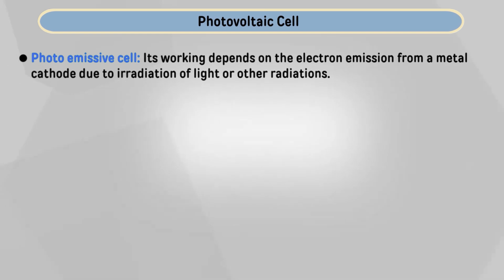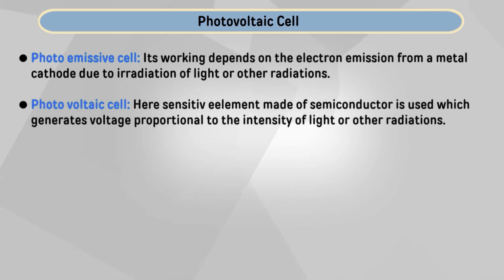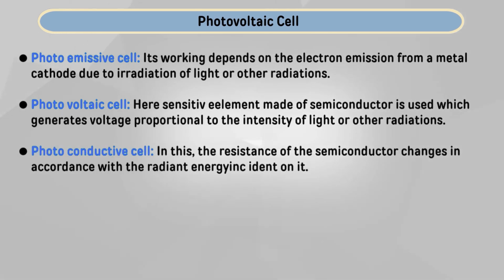Its working depends on the electron emission from the metal electrode due to the irradiation of light or other radiation. The photovoltaic cell, the second one, uses a sensitive element made especially of semiconductor, which generates voltage proportional to the intensity of light or other radiation. And the third one is the photoconductive cell. So, these are short descriptions of those three devices.